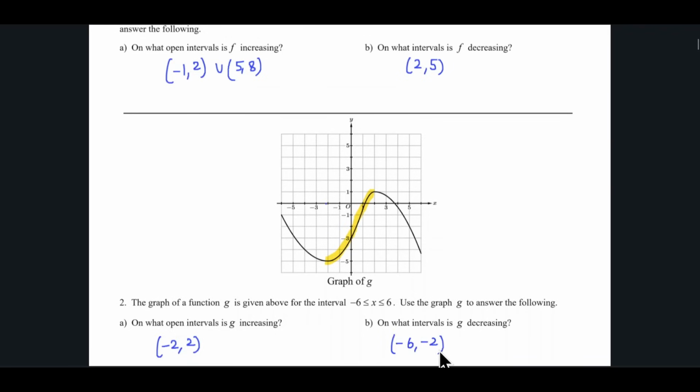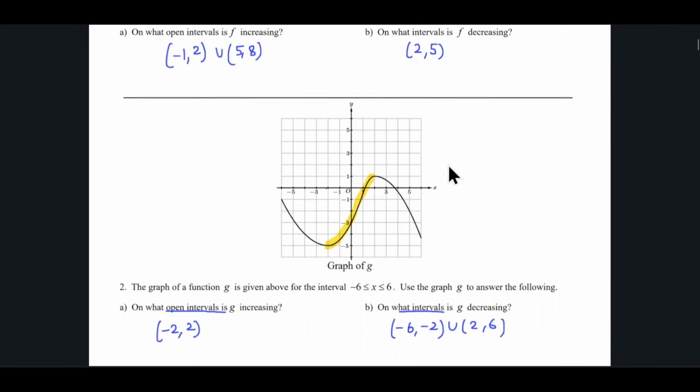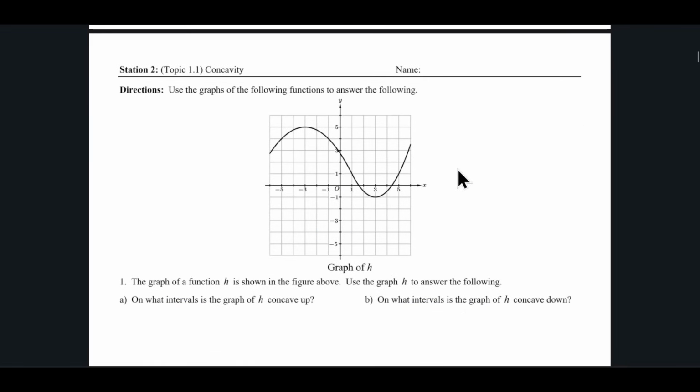Once again, they are asking open interval, although they have not written open here, but I assume they are looking for open intervals. -6 to -2, and then I think from 2 to 6, right? Union 2 to 6. So that's the answer for this one. Okay. This is again on 1.1.